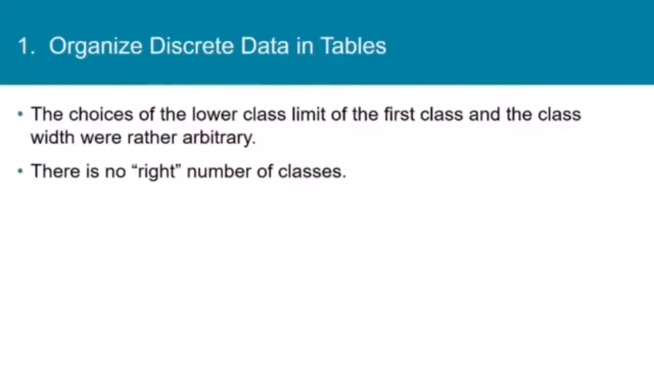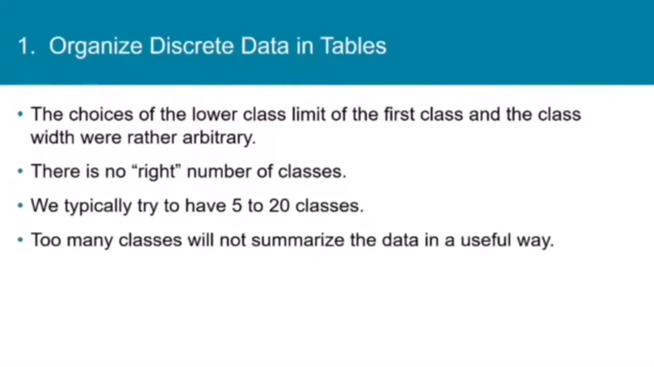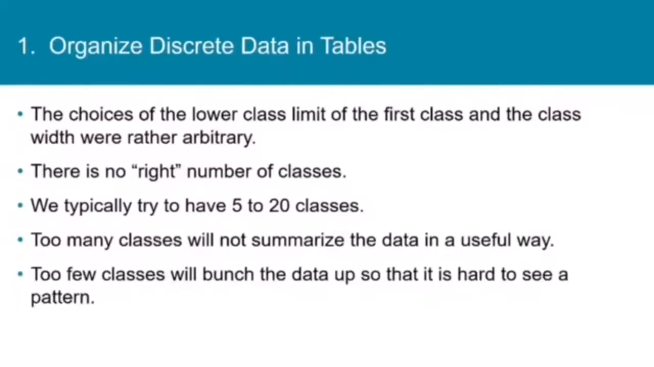There's no right or wrong number of classes, although we do typically try to have 5 to 20 classes. A larger data set will require more classes, and a smaller data set can get away with fewer classes. If you have too many classes for your data set, then the frequency table won't summarize the data in a useful way. If you have too many classes and you only have 1 or 2 or 3 values in each class, then you're not really much better off than you were when you had the table of raw data.